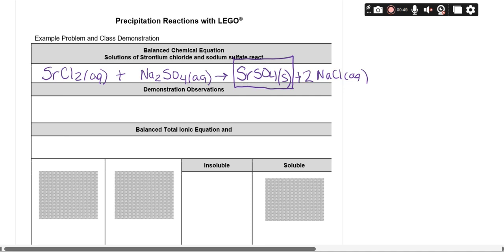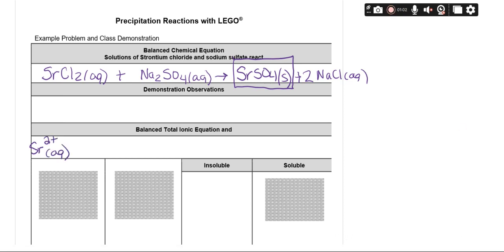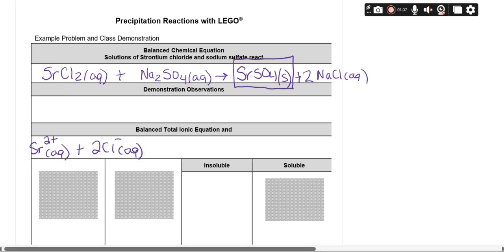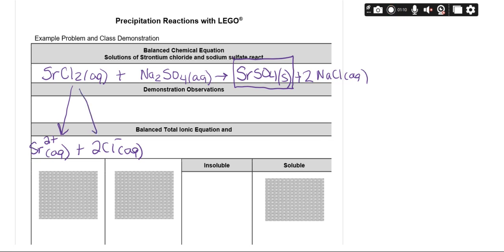And so we're going to start by writing the total ionic equation. So we're going to write the ions. Strontium's in group 2, it's a +2 cation. So we're going to write the ions present in each aqueous solution. So strontium chloride would have those two ions. Sodium sulfate, also aqueous, would include these two ions in solution.